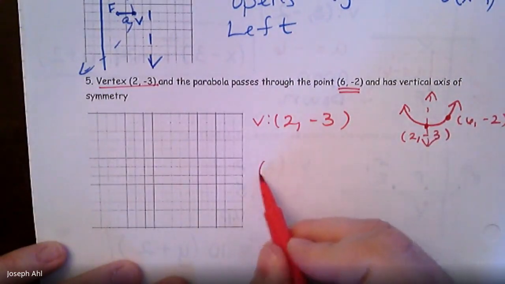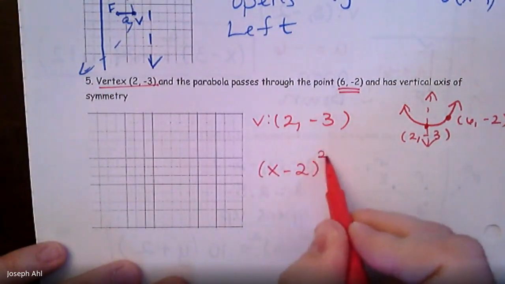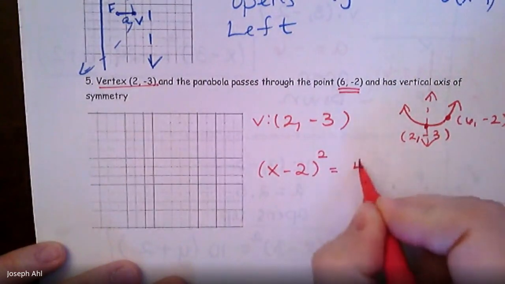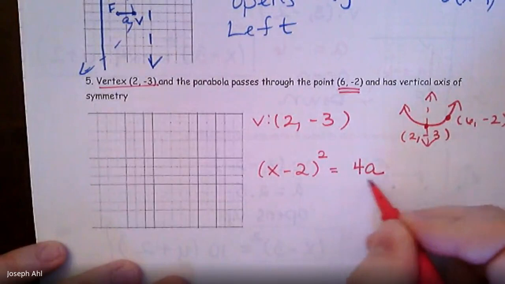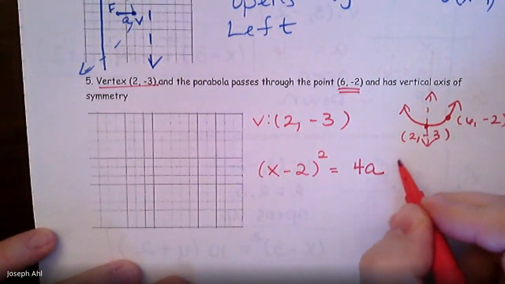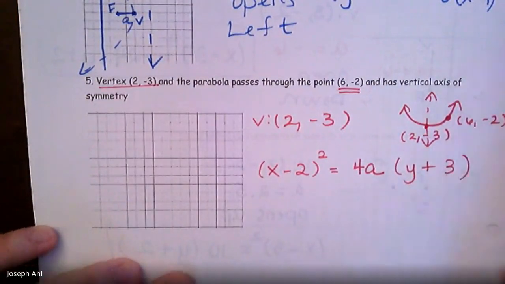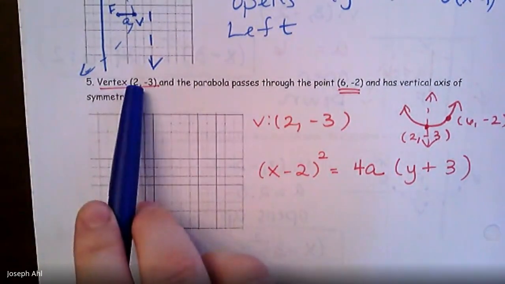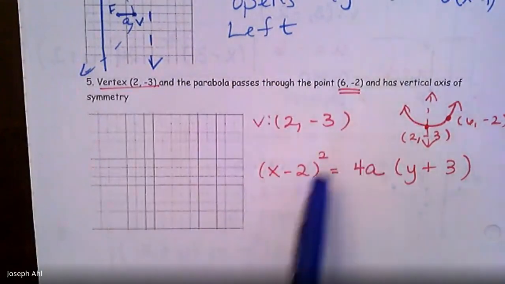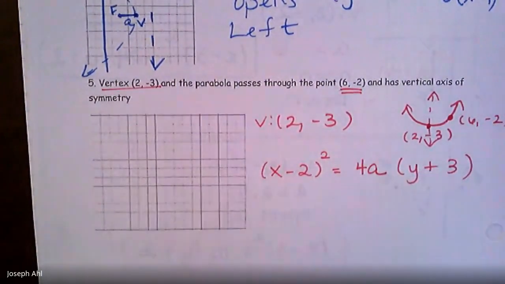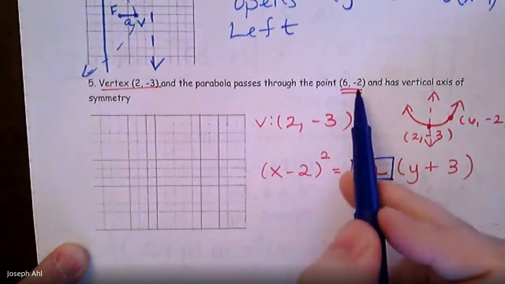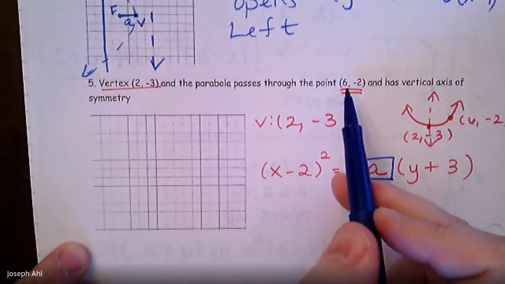You're going to start by writing the equation (x - 2) squared, because we know it opens up, equals, well, the value in question that we're not going to know is 4a, times (y + 3). And if you remember what I showed you in the last lesson, when you're looking at a parabola with a given vertex, if it passes through a point, set up the equation with the vertex plugged in. And then we're going to solve for 4a by plugging in the coordinate that we're given.